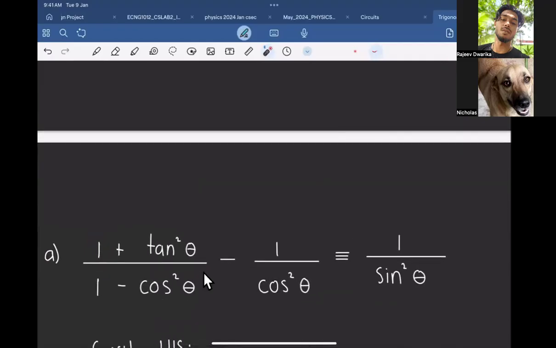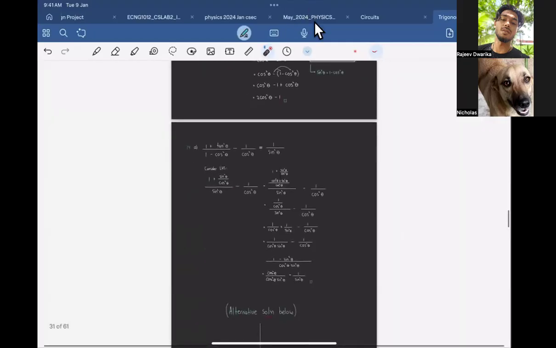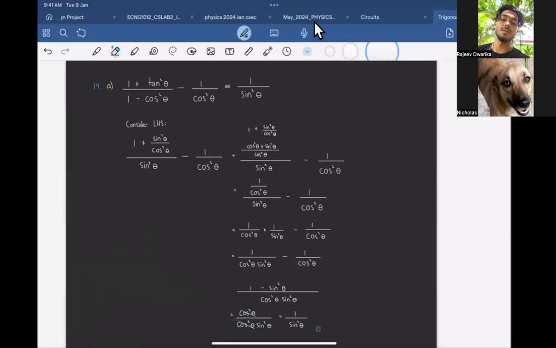You want to try this question on your own? I will help. Things are getting tough now. This is where things get a little tricky. Let me do it here as an example. You see how long the working is?